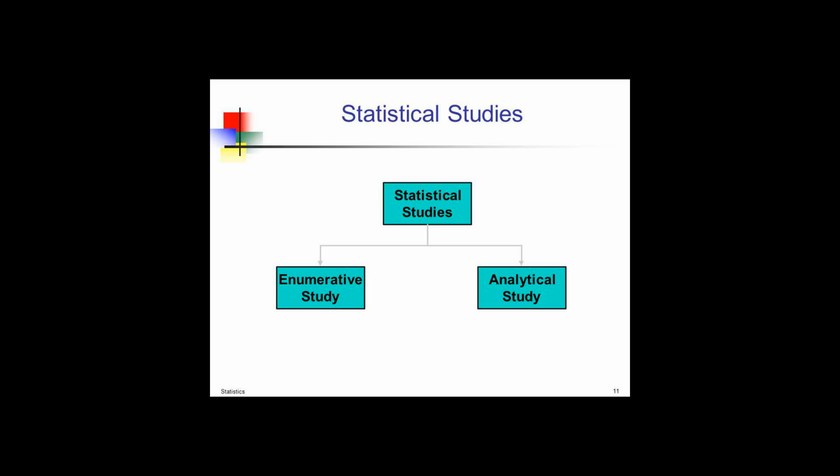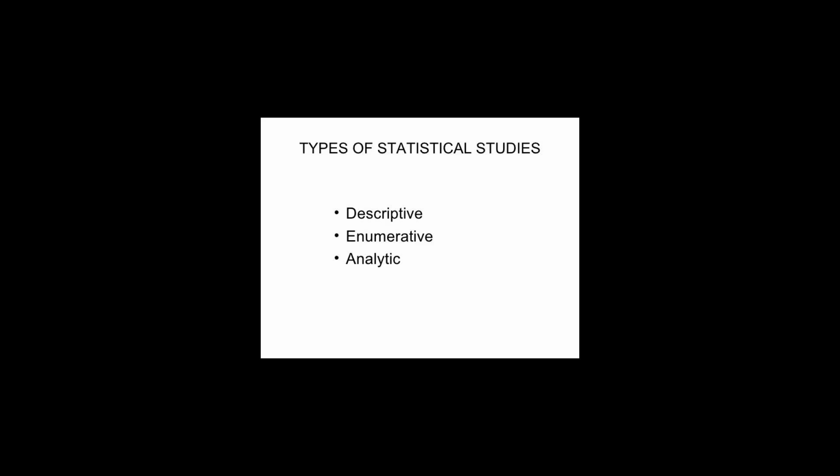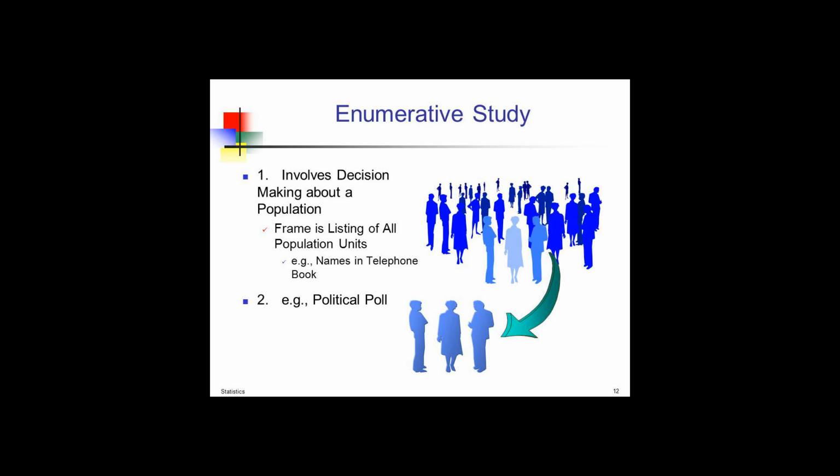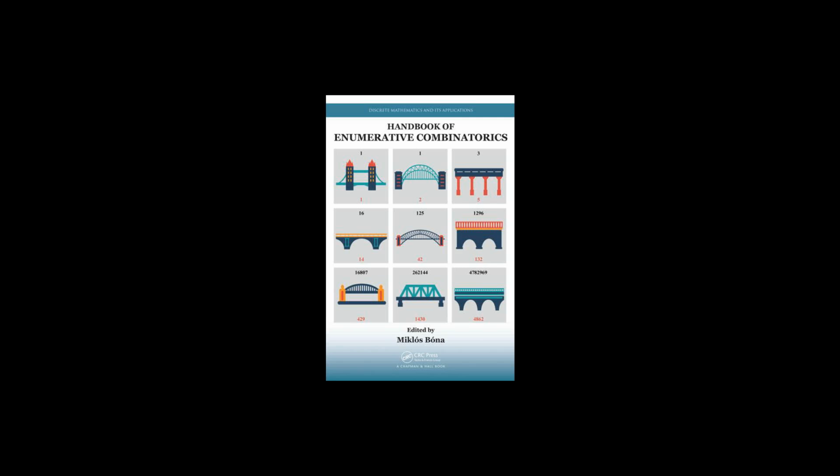Enumerative study: a statistical study in which action will be taken on the material in the frame being studied. Analytic study: a statistical study in which action will be taken on the process or cause system that produced the frame being studied. The aim being to improve practice in the future. In a statistical study, the frame is the set from which the sample is taken.